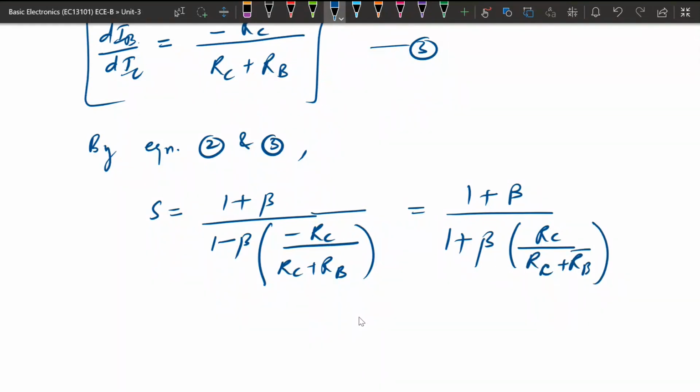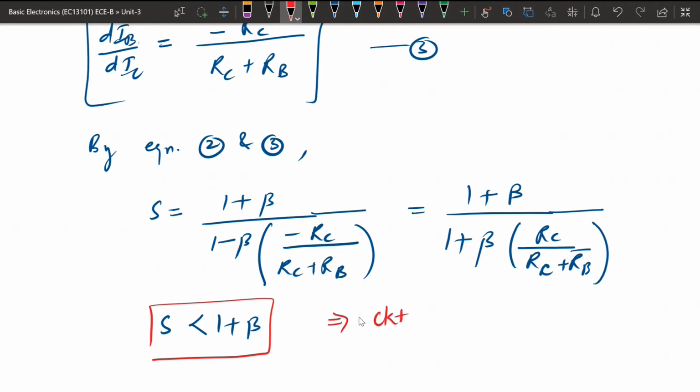Okay, so this is the stability value. From there we can get 1 plus beta divided by this value. This denominator value is something greater than 1. So whatever value will be there, that will be greater than 1. If we are dividing 1 plus beta by a value greater than 1, then S will always be less than 1 plus beta.